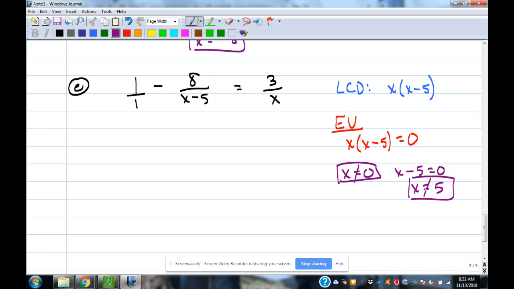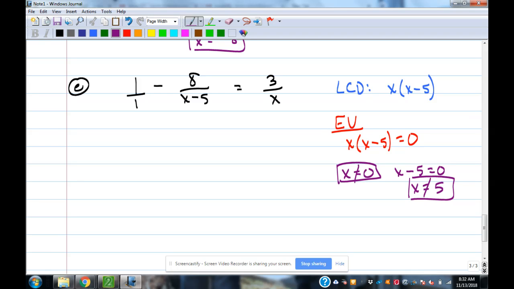So, x can't be 0. x can't be 5. If our answers match that, we're going to throw them out because those would give us division by zero in the original problem. Division by zero is undefined.